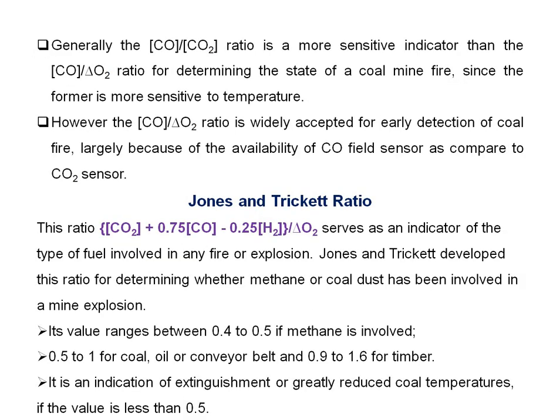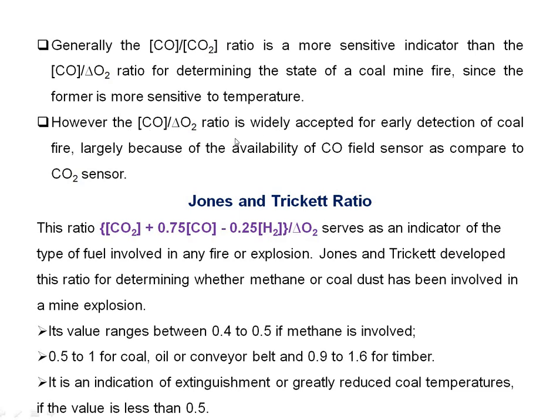Here I am going to discuss the Jones and Trickett ratio first of all. Generally the CO and CO2 ratio is a more sensitive indicator than the CO by O2 ratio, which I told you about in the Graham's ratio, for determining the state of a coal mine fire, since the former is more representative. Nowadays the technical know-how of how to create a safer mine is the most important thing, so that you can detect the problem first and no problem will be created. This is the Morris ratio, CO by O2 ratio, the more sensitive indicator.